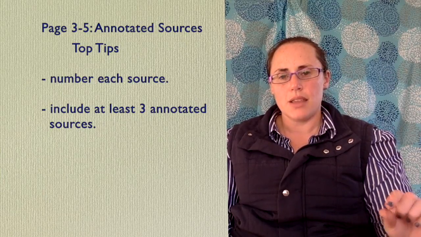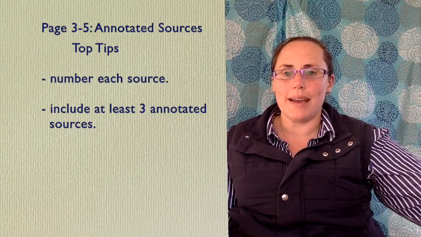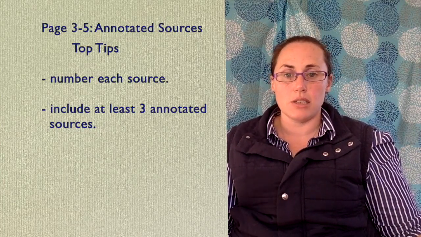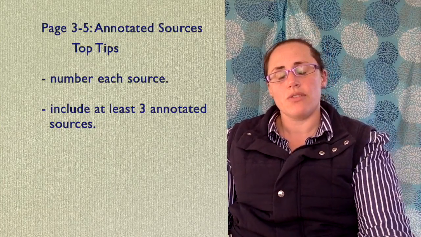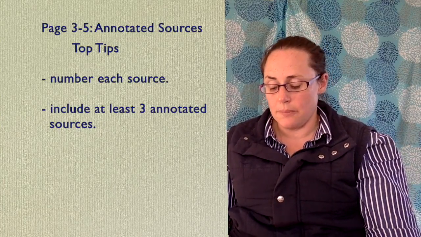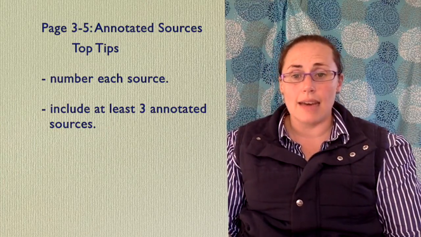I highly recommend that you go through and number each one of your sources from 1 until it ends. So 1, 2, 3, 4, 5, 6, up to 97, 120, 121. Right? Number them all. You can always refer back to the source number later. So I would include at least 3 sources that are annotated.